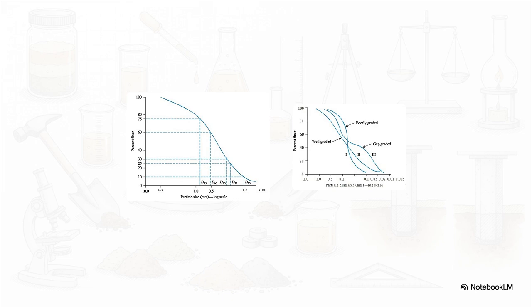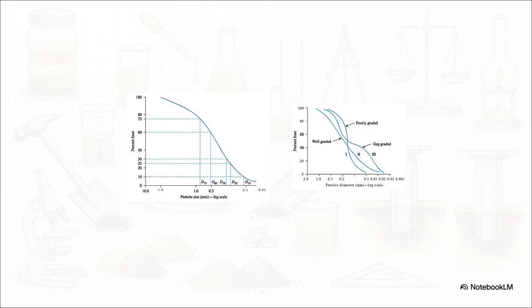The next move is taking all those physical weights and times and turning them into a visual story. We plot them on a logarithmic scale to reveal the soil's true character. If the plotted line drops straight down, the soil is poorly graded, meaning almost all the particles are exactly the same size. But if it stretches out into a nice smooth S shape, it's well graded.